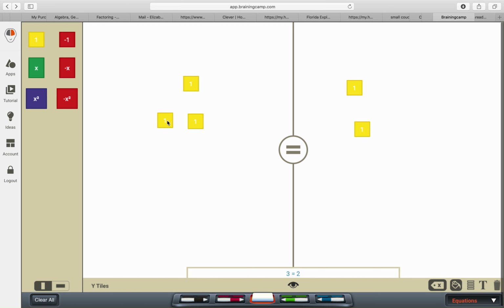We can go on and do the same thing. Anytime I add another tile, I'm going to make the statement false. 3 does not equal 2. If we want to make it true, whatever we did to one side, we have to do to the other side to keep the equation true. If we do not do the same thing to both sides, the equation will not be a true statement. Remember that as we're solving equations, in order to keep an equation true or balanced, we have to do the same operation to both sides.